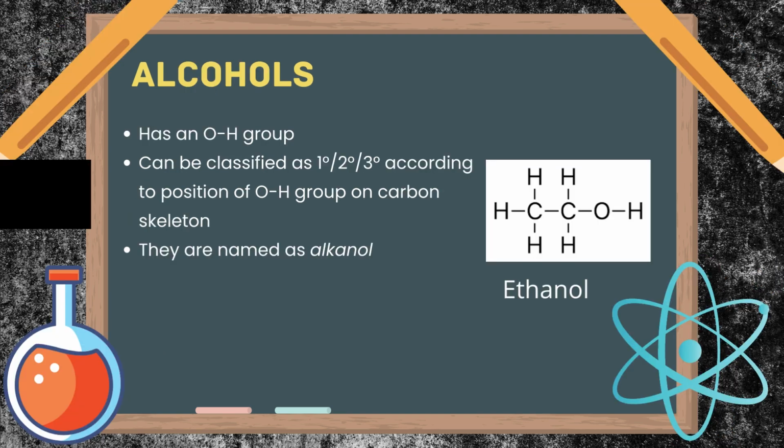On to the fourth functional group, we have alcohols. Alcohol has an OH group which can be classified as 1, 2, 3 according to the position of the OH group on the carbon skeleton. They are named as alkanol, and therefore the organic structure of this compound is ethanol.